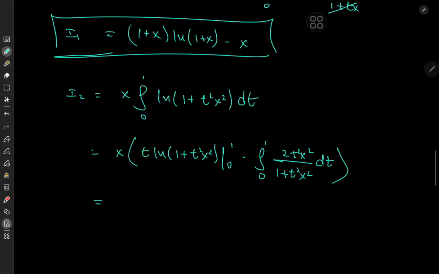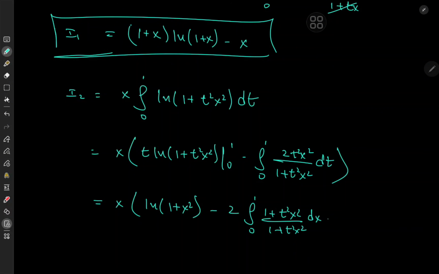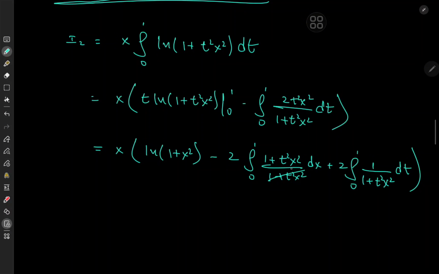So in the limits, as t tends to 0, we get a 0. And as t tends to 1, we get our log of 1 plus x squared term. And then we have this other integral to evaluate, minus twice the integral from 0 to 1 of t squared x squared, I could write this as 1 plus t squared x squared minus 1 over 1 plus t squared x squared dt. But the two negatives cancel out. So we have 2 times the integral from 0 to 1 of 1 over 1 plus t squared x squared dt. So a nice arctangent structure there as well. Another integral resulting in 1.